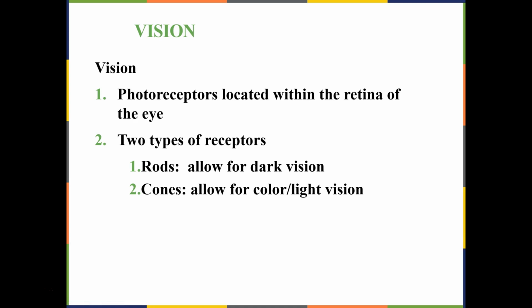Vision is another complex process, very complex. Vision occurs in the eyes, and we have photoreceptors embedded in the innermost tunic called the retina of the eye. The types of receptors that we have are rods, which are the most abundant, and they allow us to see dark vision. And then we have cones, which are less abundant, but they allow us to see bright or light vision or color vision.